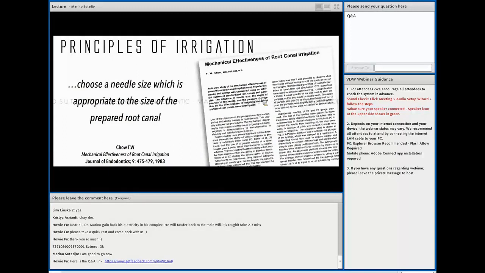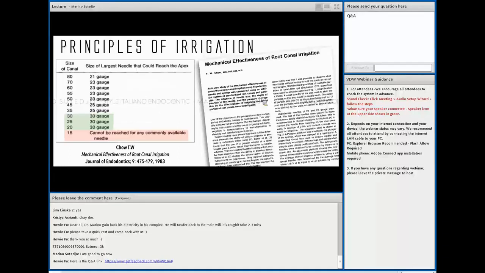So what is the principle of our irrigation? First, we need to choose what kind of needle size we should use in order to fulfill our size of preparation of the root canal. In 1983, Chow made some research showing that if we do our instrumentation of our canal using size 15, it is impossible. There is no needle that can reach this size of canal up to the working length. But if we create our size, even if it is 20 or 25 or maybe 30, it is enough. We can use our 30G irrigation needle to reach the apex.